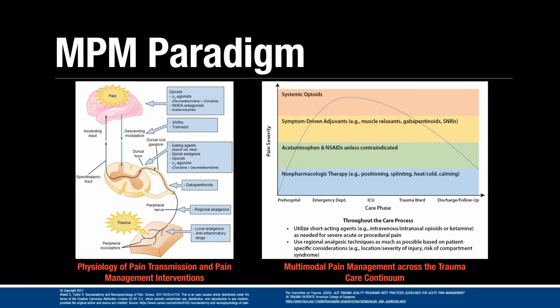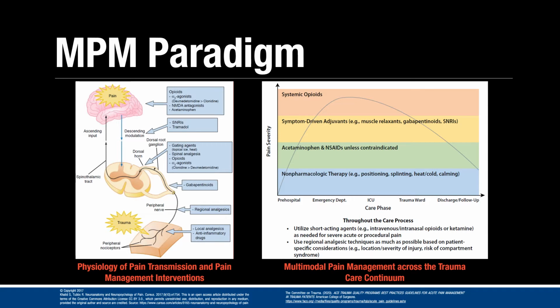with different modalities. So we have local analgesics and anti-inflammatory drugs that act at the nociceptors. And what we're talking about, regional anesthesia or nerve blocks, happen at the peripheral nerve level. There's gating agents, ice and heat, and then opioids and alpha-2 agonists that act at the dorsal horn. And then you have these central acting agents like opioids, dexmedetomidine, NMDA antagonists like ketamine. All these things play a role in adequately addressing an acute pain in a trauma scenario.